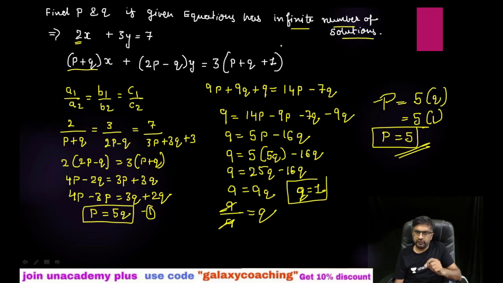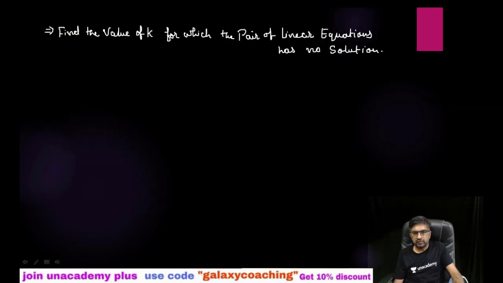Now let me tell you, when infinite numbers of solutions are there, at that time only they will give you two values to find out. Sometimes they will give you parallel lines. At that time they cannot ask you to find out two missing values. At that time they will give you one missing value. Let me show you here.